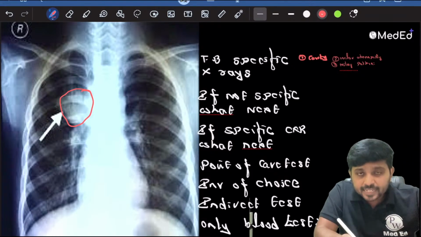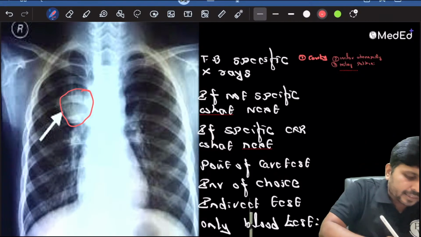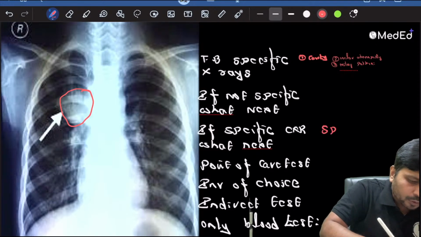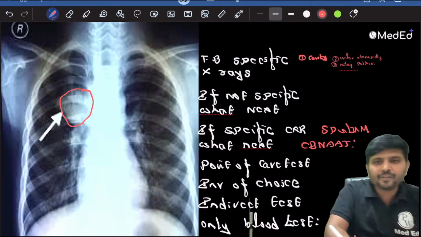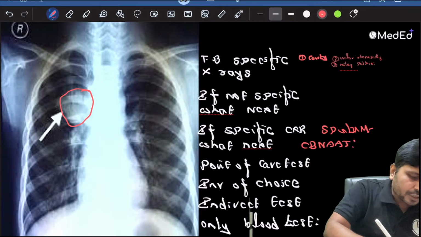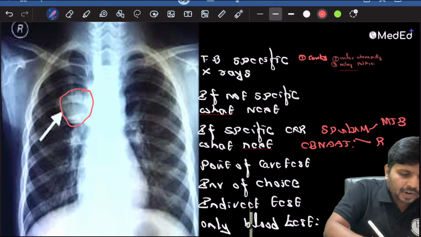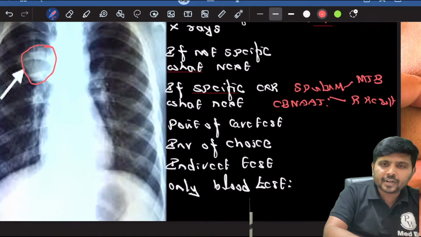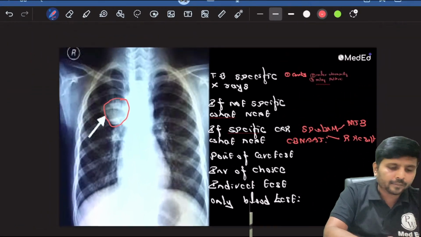If any of these X-ray findings are present, then you need to do sputum CB0, cartridge based nucleic acid amplification test. It will show whether MTB is detected or not, and whether R resistance is detected or not.